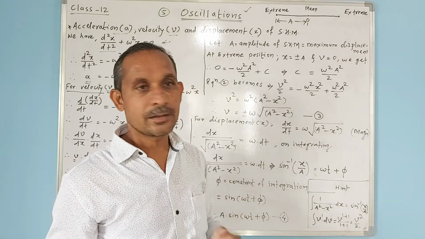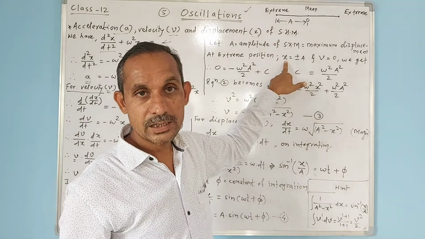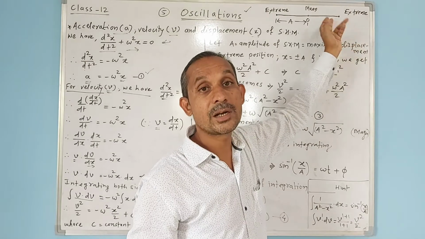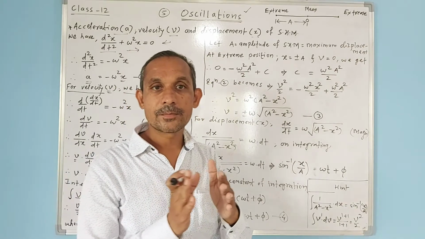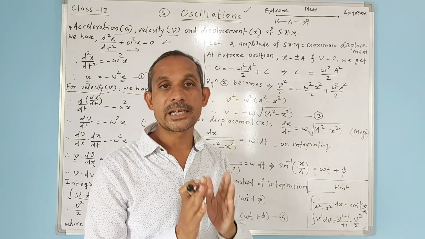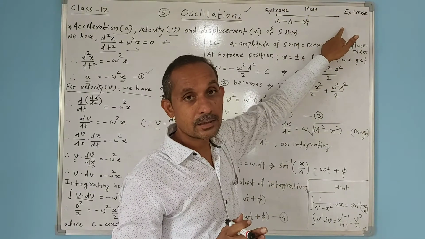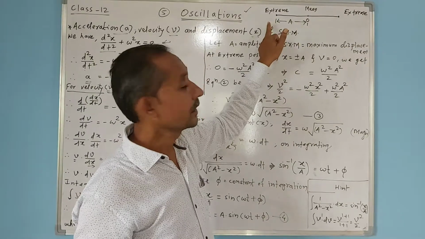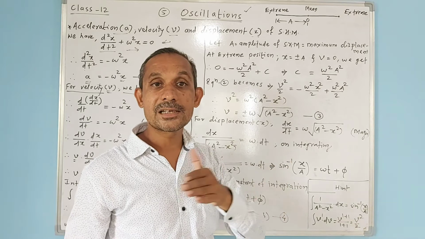So displacement means x. We get positive displacement on this side, that means plus A. Maximum displacement is indicated by a certain symbol, the capital A. So on the positive side, the maximum displacement will be plus A. On the negative side, this side, the maximum displacement will be minus A.